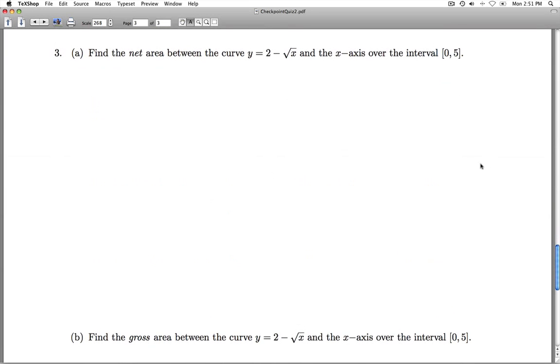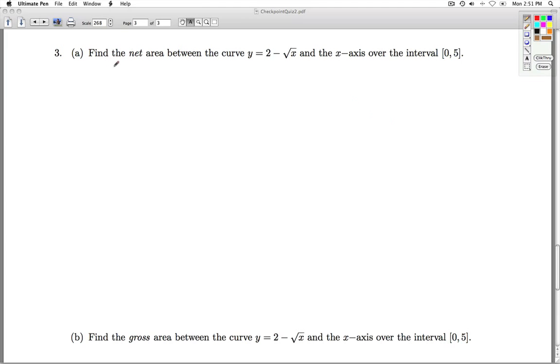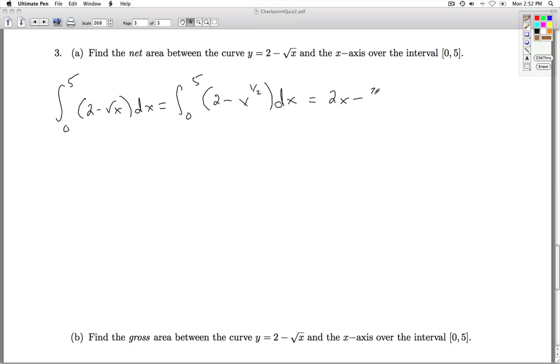And now on to number 3. We actually do some computation. Part A, find the net area between the curve y equals 2 minus square root x and the x-axis over the interval 0 to 5. So if I just want net area, I can just integrate from 0 to 5, 2 minus square root x dx. Rewrite that as a power. Antiderivative of 2 is 2x. Antiderivative of x to the 1/2 is 2/3 x to the 3/2. Evaluating from x equals 0 to x equals 5.